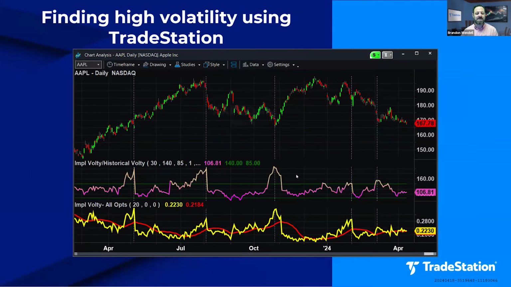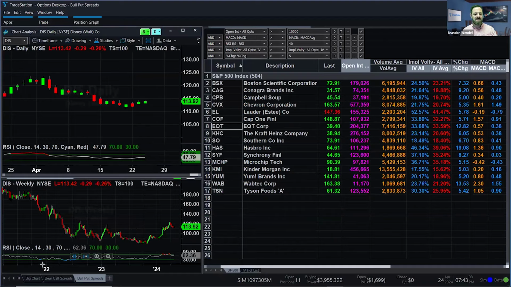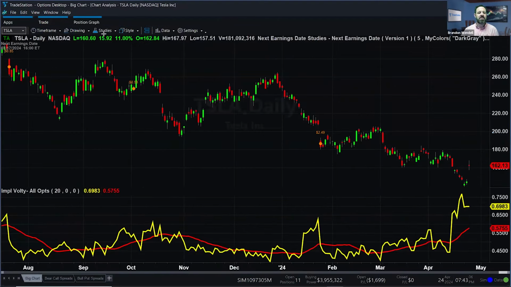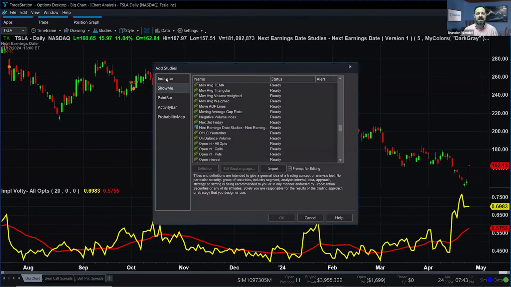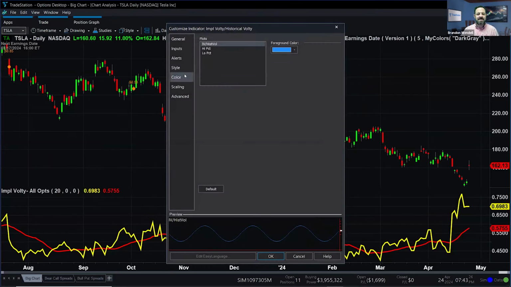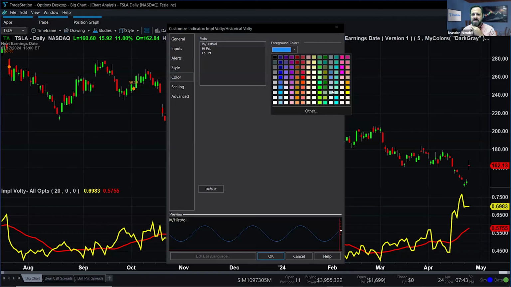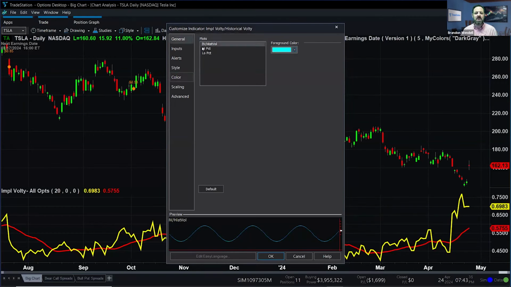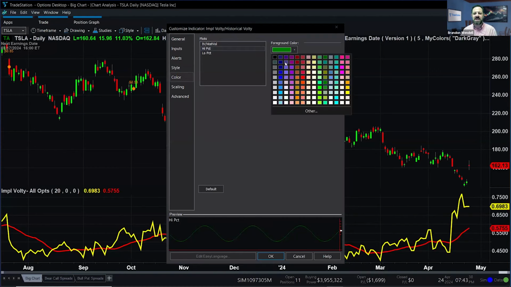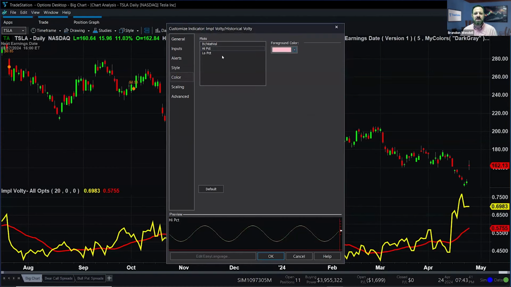But if I go back to my big chart, we'll get to another workspace in a moment, and bring in that other tool, studies, and I'll add in the indicator. Why is it not working? There we go. Implied volatility versus historic volatility ratio. Let's do a different color for this one, maybe that light blue. And the percentages, make those a little brighter as well. I'll do pink.